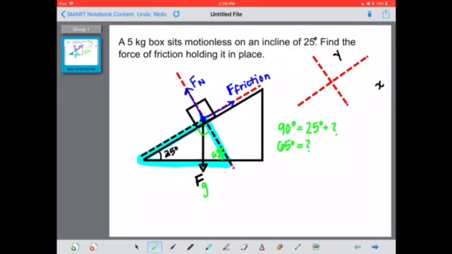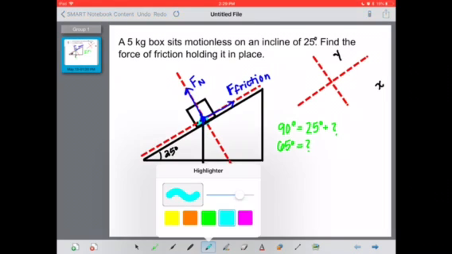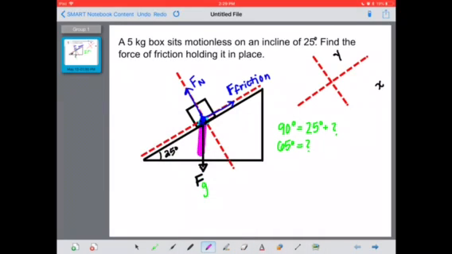Once you have this angle of 65 degrees, I'm going to erase the blue as best as I can. As soon as I erase this triangle, I can mark another one right here, another 90-degree angle in the bottom left corner. I know this is 65 degrees, so therefore this upper angle is the same as the angle of my incline, 25 degrees.